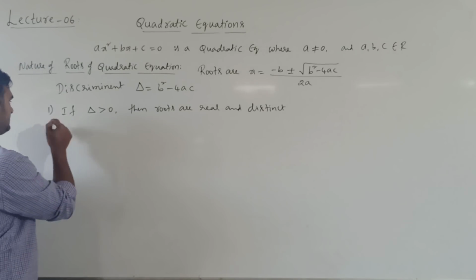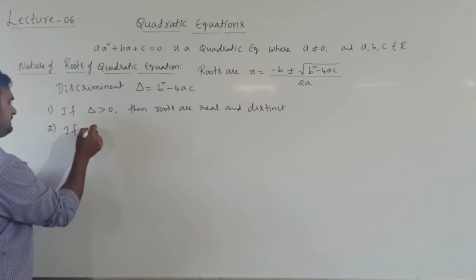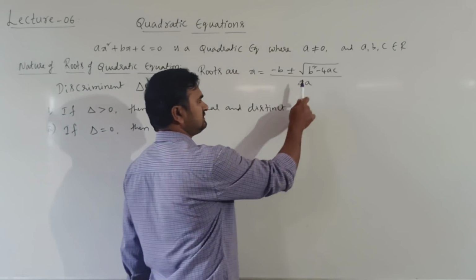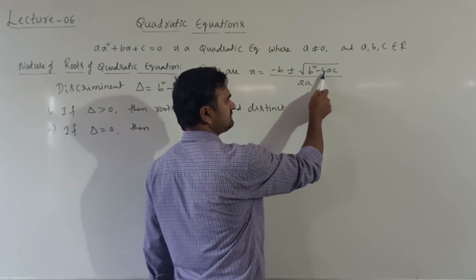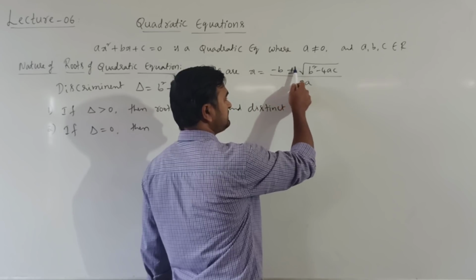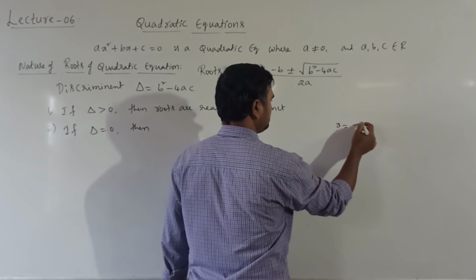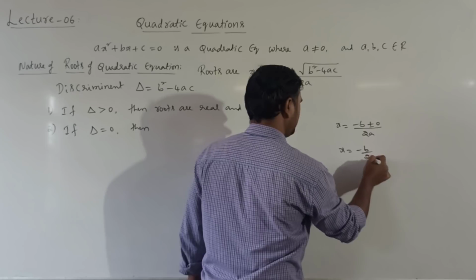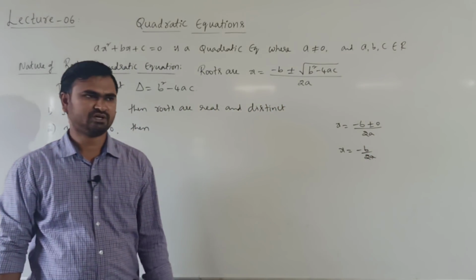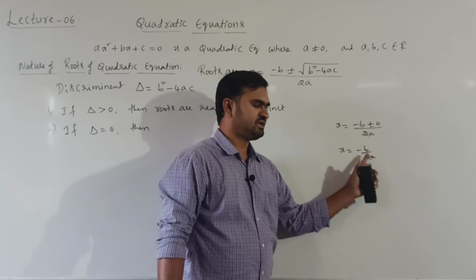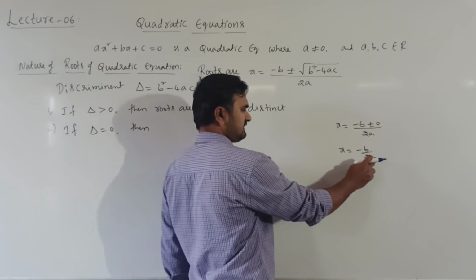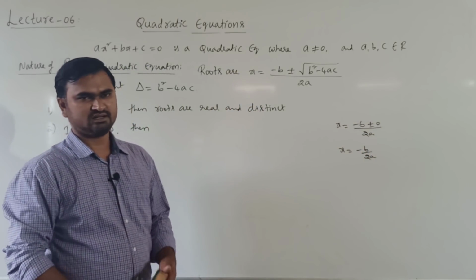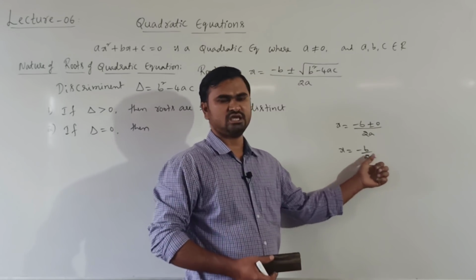Next, if delta is 0, what is the root of 0? It is 0. So the x value is (−b plus or minus 0) by 2a, so x = −b/2a. Since it is 0, −b/2a is the root. Now a is real and b is real, so we get a real number. So the roots are real, and in this case the roots will also be equal.